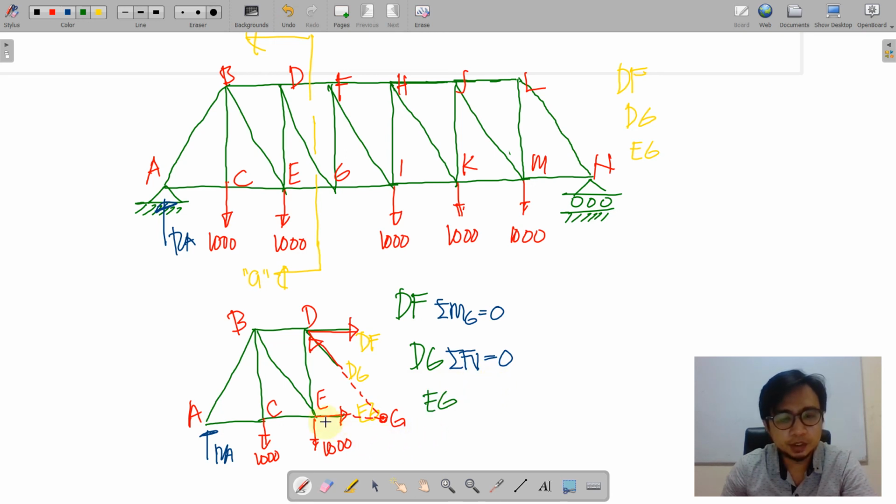And as for EG, as we can see, the other forces aside from EG are DG and DF. So again, we will find a way to intersect DF and DG, and then we will take moments at D and equate it to 0 so that we can get the value of EG. What is important here, wherever that point is, is that you just consider the distance of that point to your forces. So by that, this method of sections is demonstrated. Let us now proceed to a particular example.